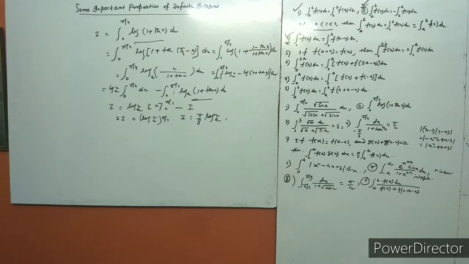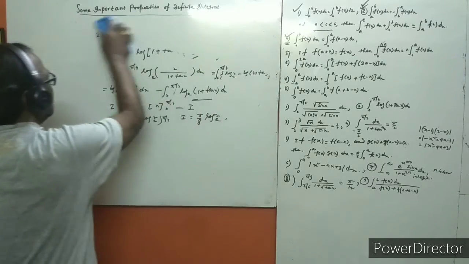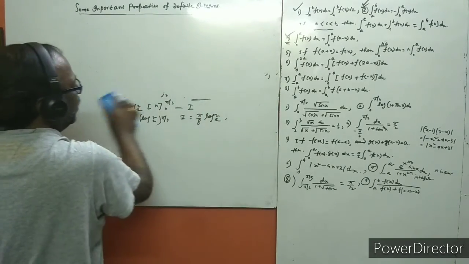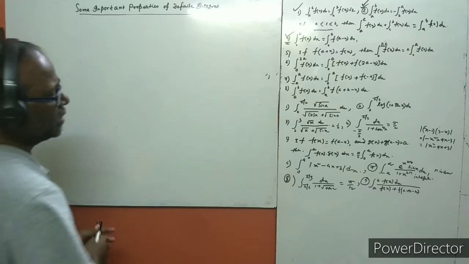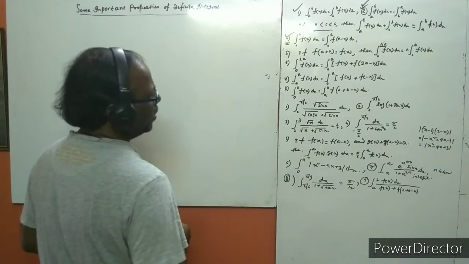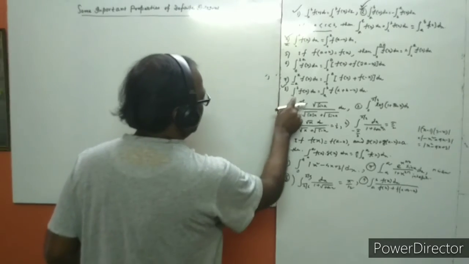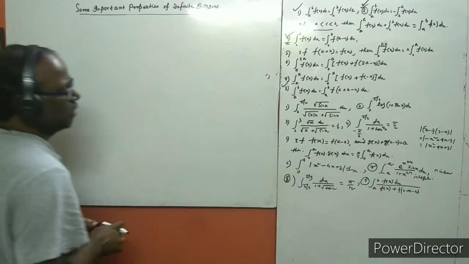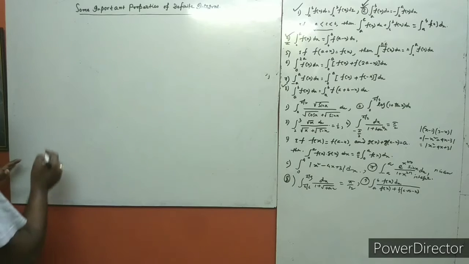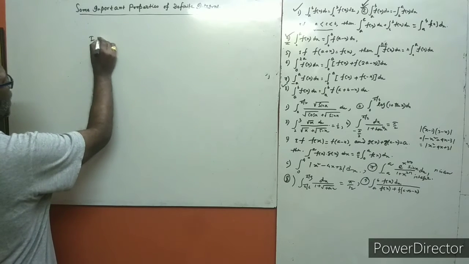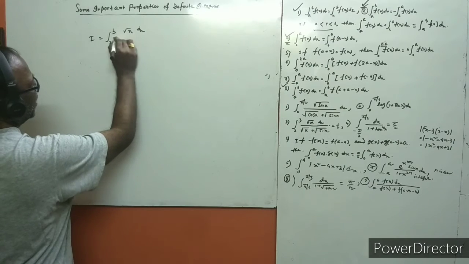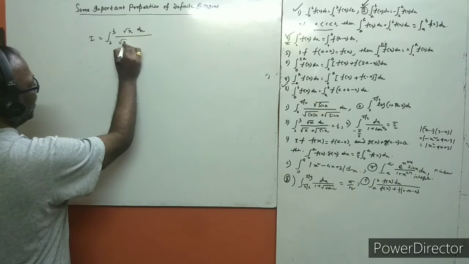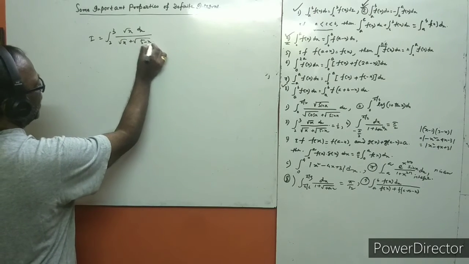Now see question number 3, carefully. The lower limit and upper limit sum to 5, and the given number here is also 5. See property number 8, a plus b, the addition, so easily we can prove the result. I represents the integral from 2 to 3 of root x dx divided by root x plus root of 5 minus x.